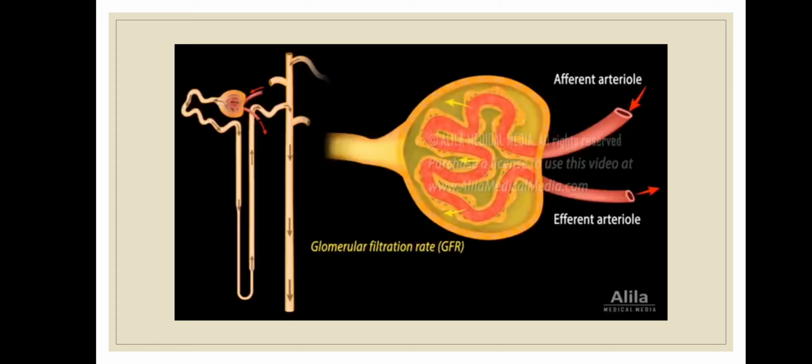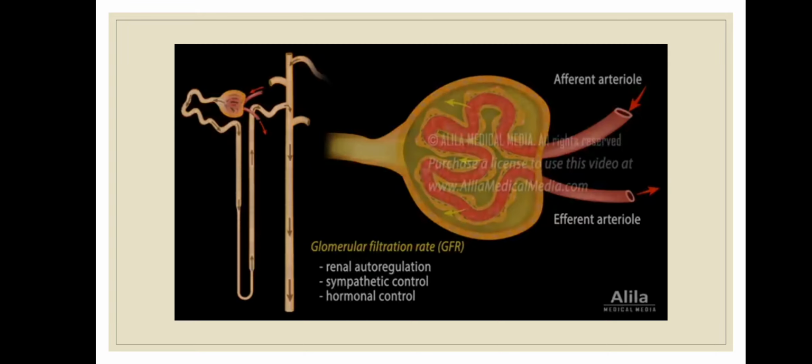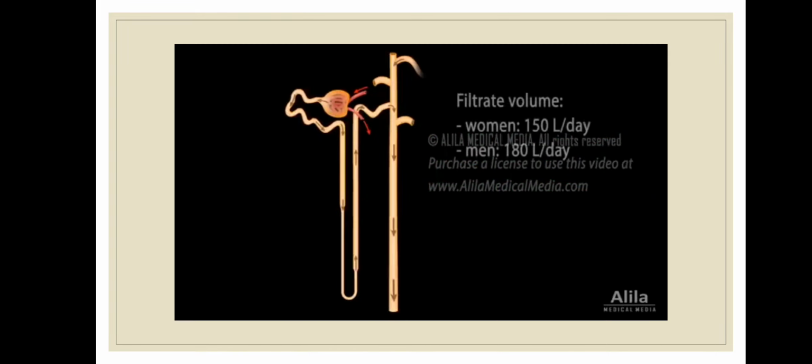GFR is kept at a stable value by several feedback mechanisms within the kidneys, known as renal autoregulation. GFR is also under sympathetic and hormonal control. GFR regulation is generally achieved by constriction or dilation of the afferent arteriole, which causes the glomerular blood pressure to fall or rise, respectively. In a healthy person, the total filtrate volume amounts to between 150 and 180 liters a day.